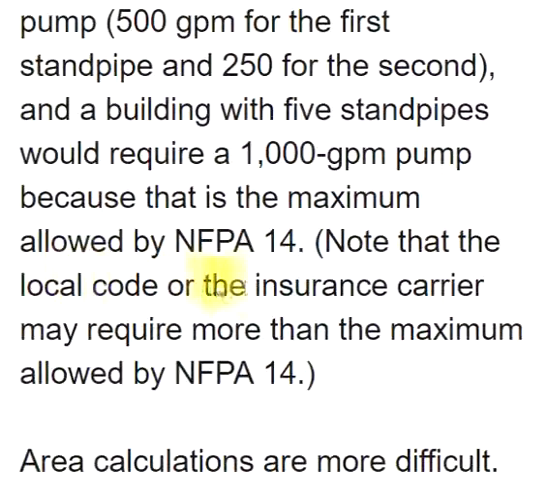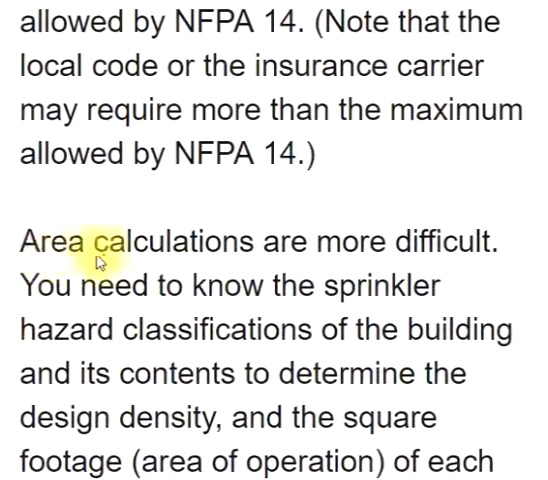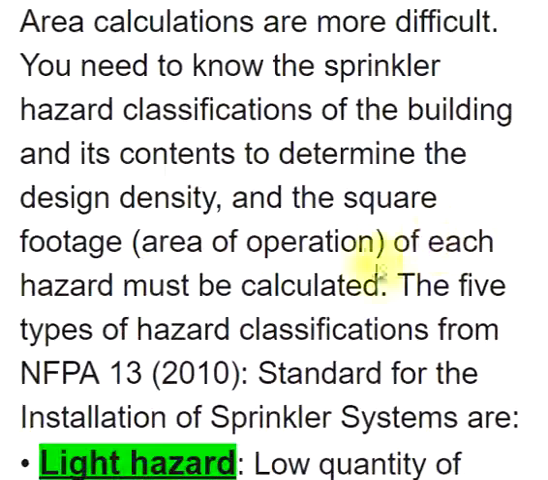Note that the local code or the insurance carrier may require more than the maximum allowed by NFPA 14. Area calculations are more difficult. You need to know the sprinkler hazard classifications of the building and its contents to determine the design density, and the square footage, area of operation, of each hazard must be calculated.